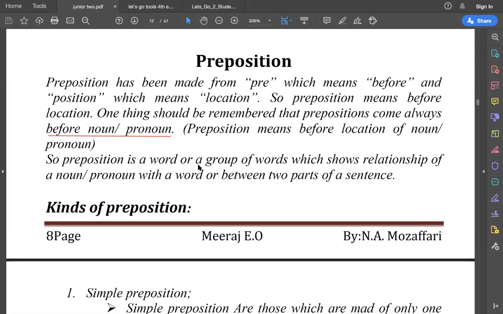So a preposition is a word or a group of words which shows the relationship of a noun or pronoun with another word, or between two parts of a sentence. As it was explained over there, prepositions are a word or a group of words which are used to show the relationships between two words or two parts of sentences.